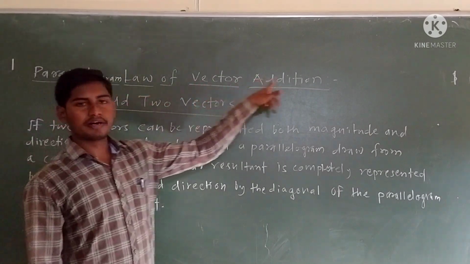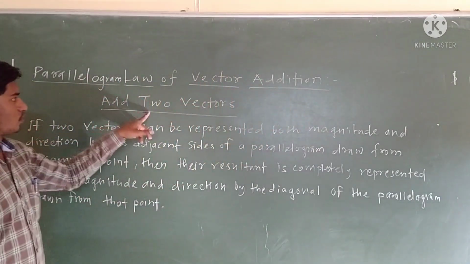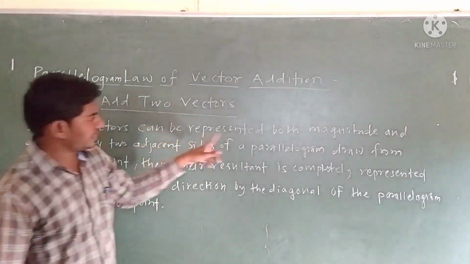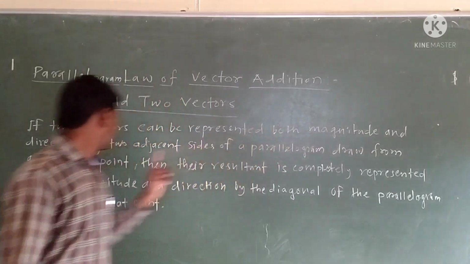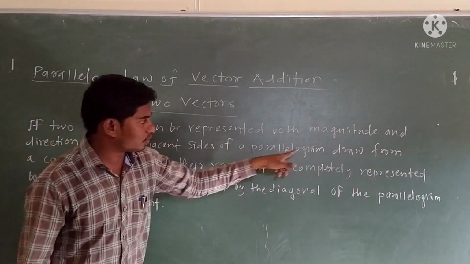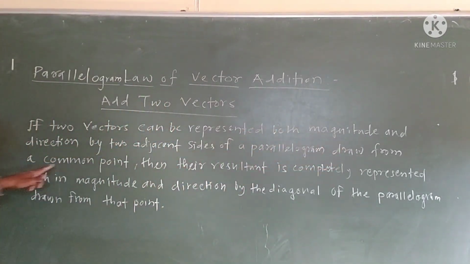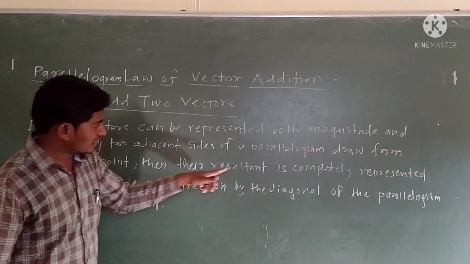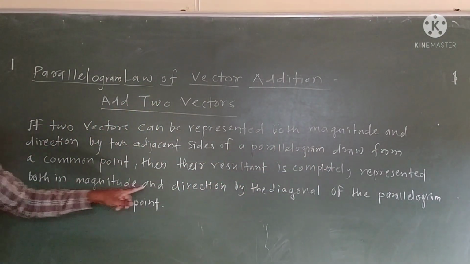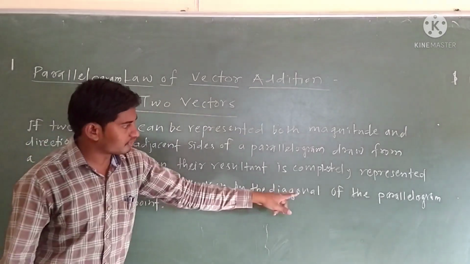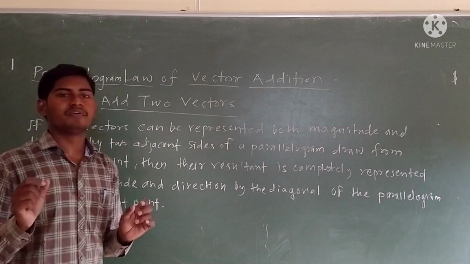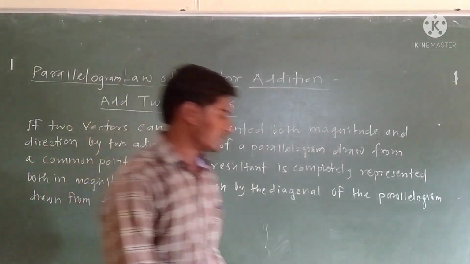Parallelogram law of vector addition for two vectors. Okay, if two vectors can be represented both in magnitude and direction by two adjacent sides of a parallelogram drawn from a common point, then the resultant is completely represented both in magnitude and direction by the diagonal of the parallelogram drawn from that point. This is the statement of parallelogram law of vector addition.